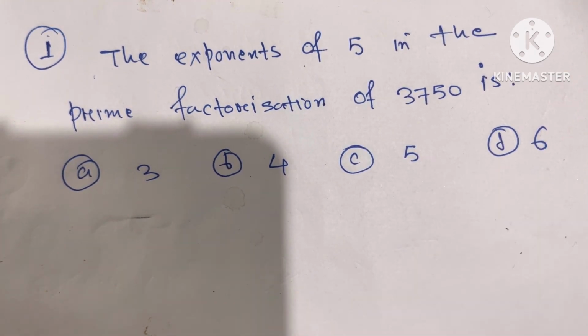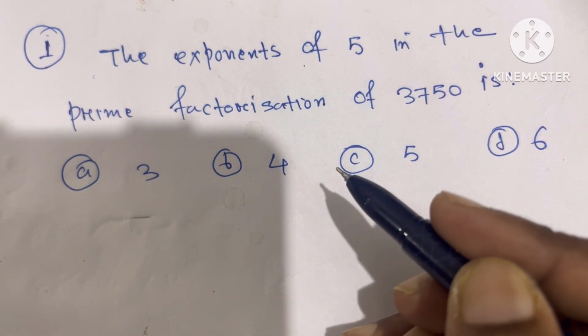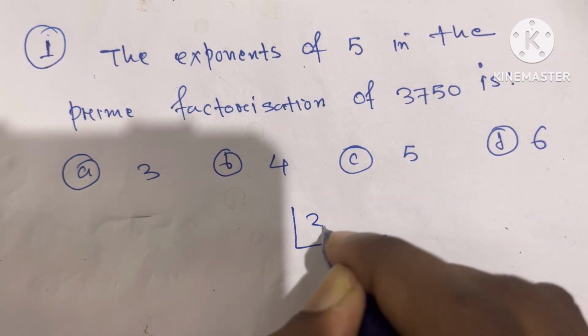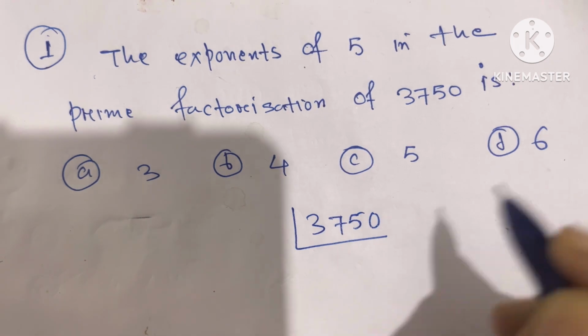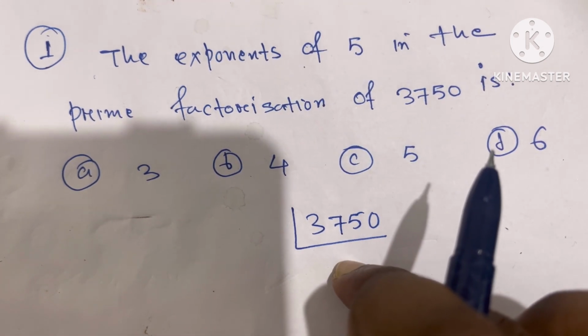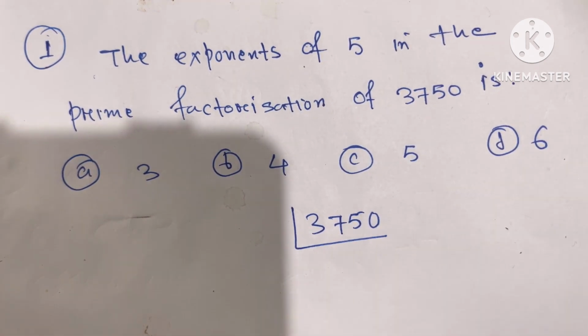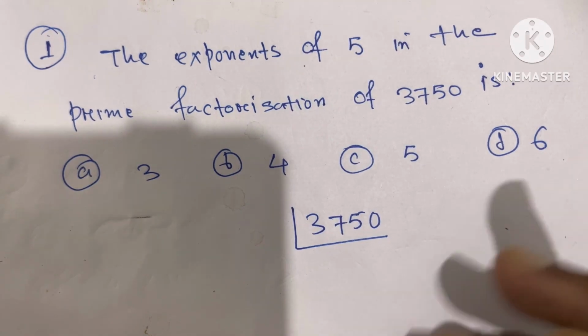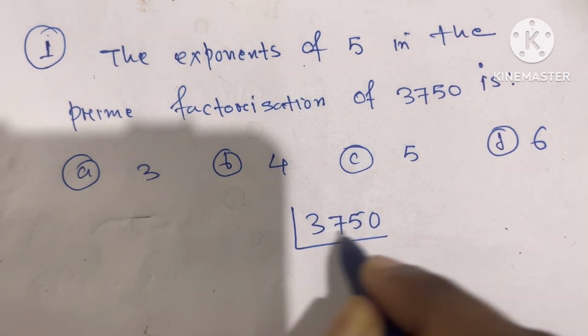So this is very simple. How will we find the exponent of 5? For that we have to factorize 3750, and first write it in the form of prime power exponents. Then we can easily find the exponent of 5. So how will we find the prime factors? For that we have to divide this number by prime numbers.